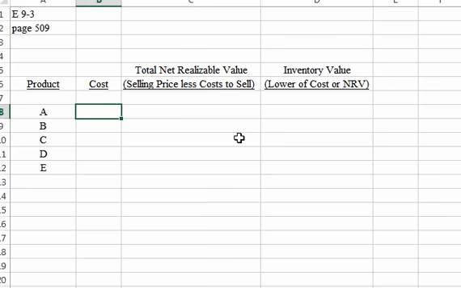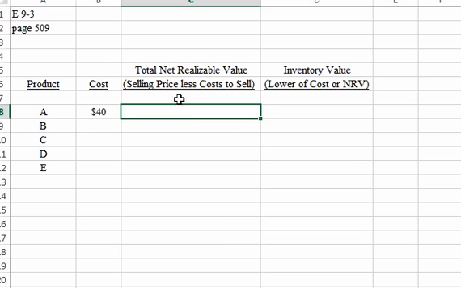Okay, the cost for product A is $40 per unit. Now here's where it gets a little tricky. Selling price is $60, but we want the net realizable value, which is the selling price less cost to sale. So it's going to be equal to $60 minus a couple of things here. I think we can bracket it like this. $60 minus. Cost of sale consists only of a sales commission equal to 10% of the selling price. So that's going to be 60 times 0.1.